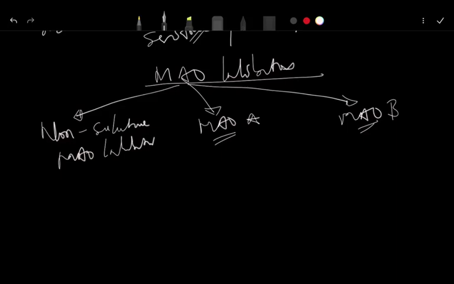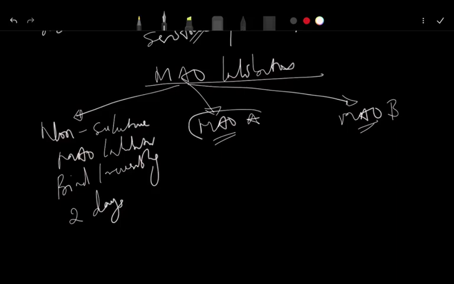Now, the ones that are non-selective, the way they bind is that they bind irreversibly. Are you there with me? They bind irreversibly. So whenever they bind to the enzyme, their effect usually lasts for about 2 days. So it takes time. While the MAO-A inhibitors, the ones that specifically inhibit MAO-A, bind reversibly.